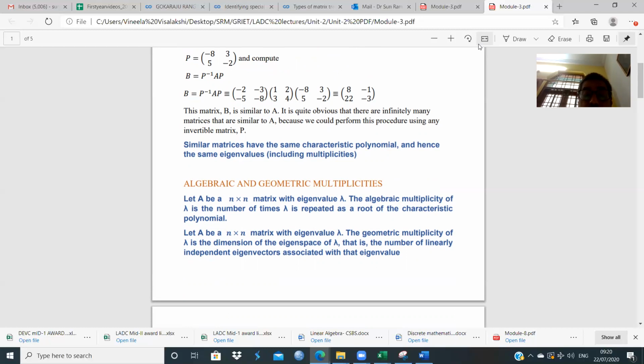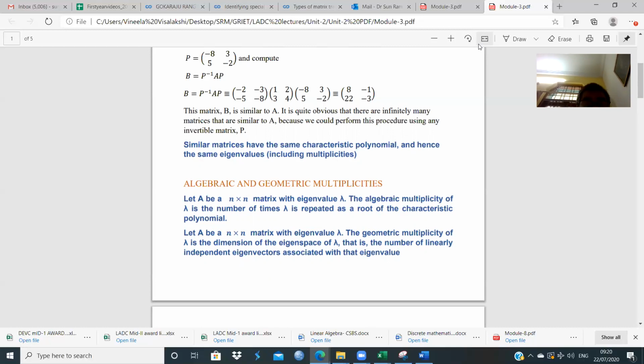Now let us first talk about algebraic multiplicity. Suppose A is an n by n matrix with eigenvalues lambda. The algebraic multiplicity of a specific lambda is the number of times lambda is repeated as a root of the characteristic polynomial.